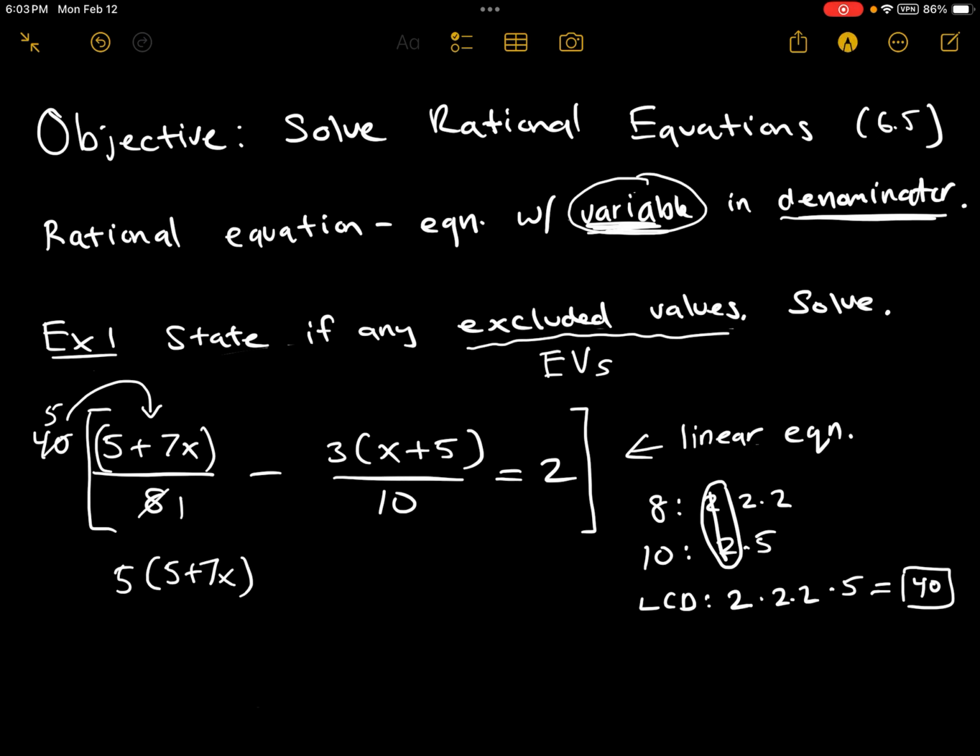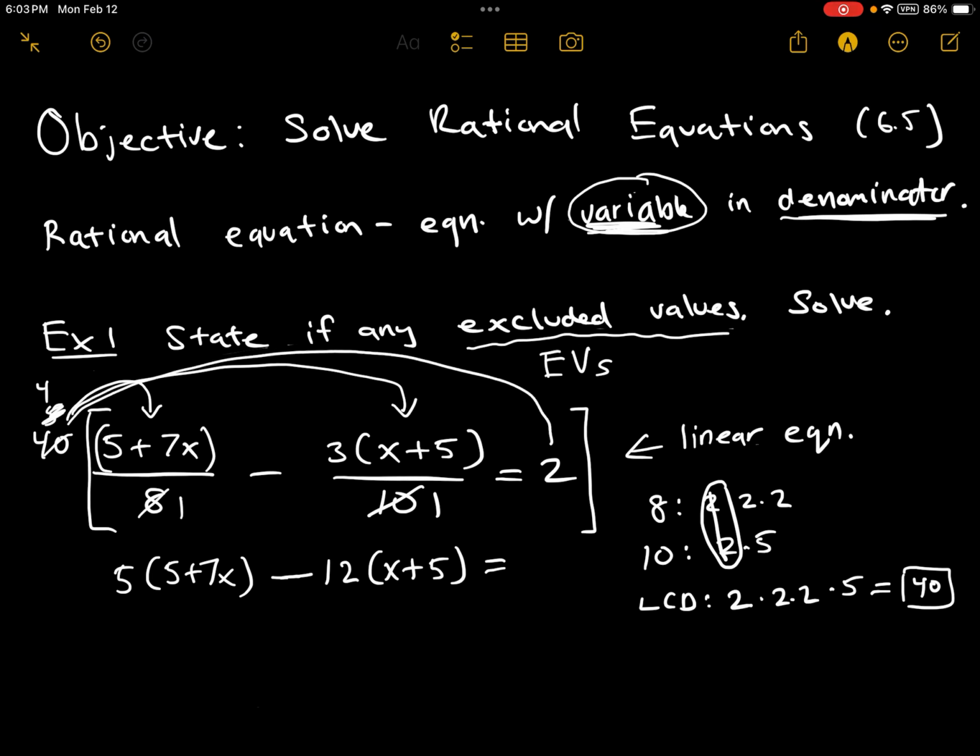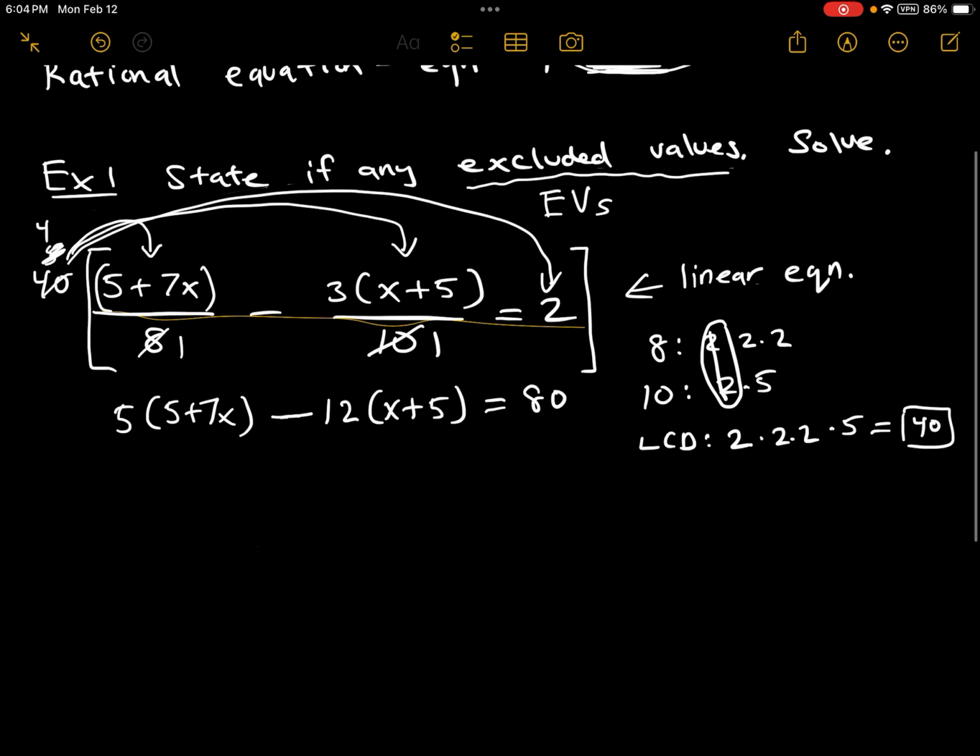And then distribute 40 into the second term over here. And when you distribute 40 into the second term, right, 10 goes into 40 4 times. Okay, so I'm going to cross that off. That becomes a 4. And then 4 times 3 is 12, parentheses x plus 5. Okay, last but not least, make sure you distribute 40 into this last term. 40 times 2 is 80. And what looked really intimidating in the beginning right here actually just turns into a nice linear equation.